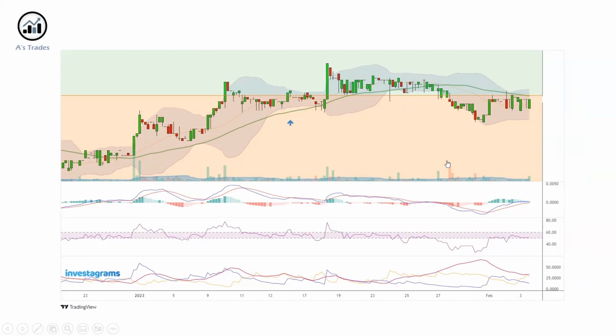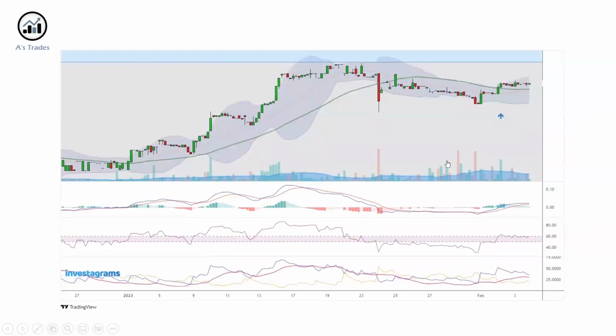The second chart is the second stock. Again, I entered on this candlestick right here, which is already above the trend, the MA50 indicator, with a green candlestick and above average volume, and the MACD, the momentum, and RSI pointing upwards, with the DMI as well. Good. So these are currently the two stocks that I am holding for now.